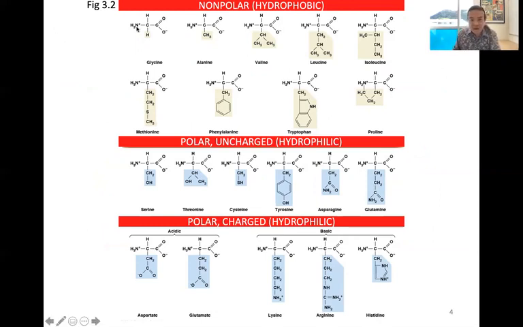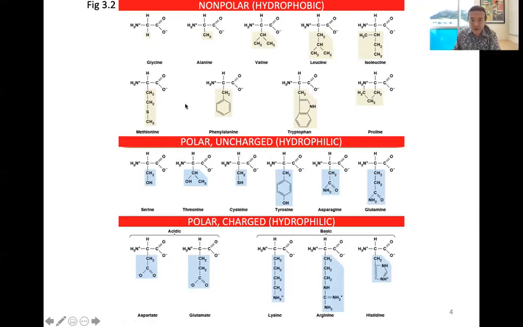So be familiar with the standard structure of an amino acid, the carbon that has an amine group and a carboxyl group, right? And then there's a hydrogen and there is an R group, right? And it's the R group that varies.